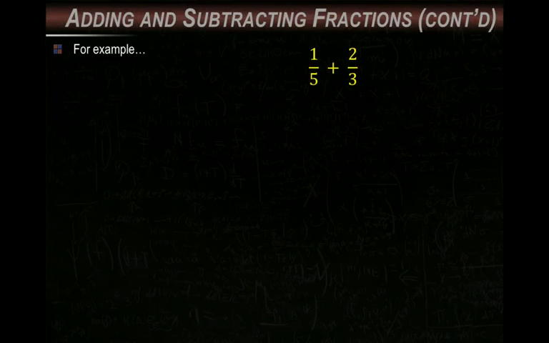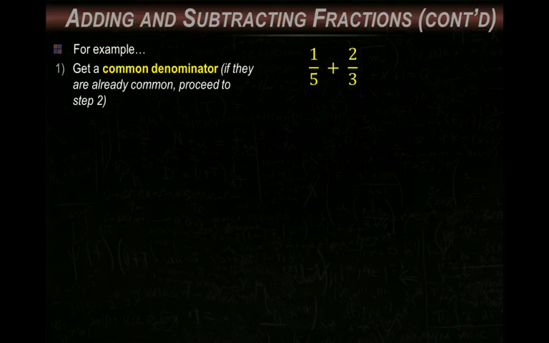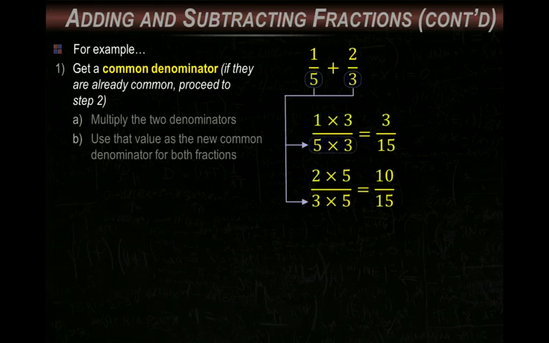1/5 plus 2/3. So step 1, common denominator. Well, I don't have a common denominator here. 5 and 3 are not the same. So I've got to come up with one. So I'm going to go through my 4 steps. Step 1, multiply those two things together.